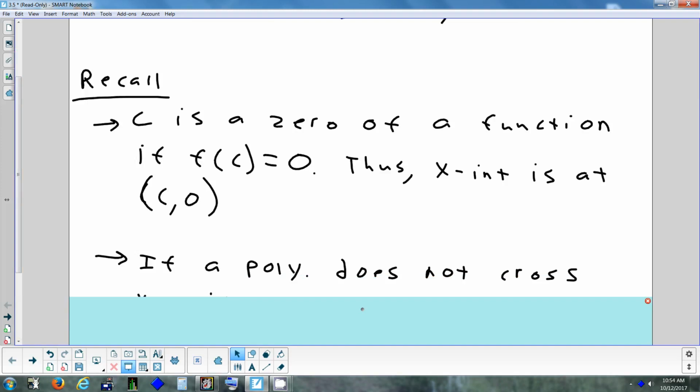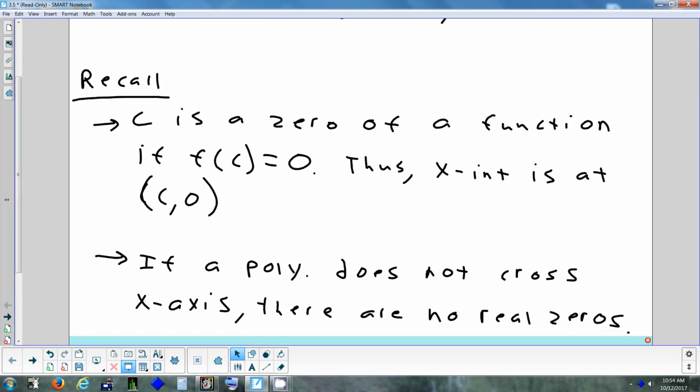So, every function has things you can plug into it to make them 0. Sometimes the thing you plug in is a real number. Sometimes it's not a real number. So if you graph something like a parabola, and it looks like that, it never crosses the x-axis, but that doesn't mean there isn't a root. It just means there isn't a real root.